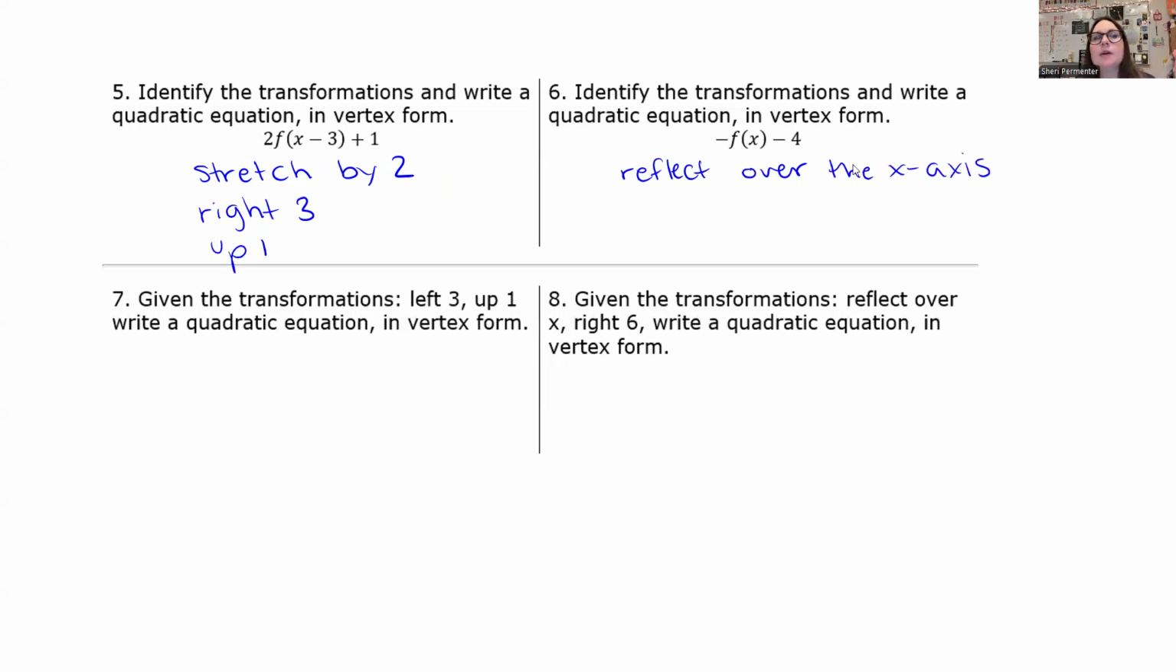And then after the parentheses, there's a -4. So it's just like this +1. What's the -4 going to tell me? Down 4. That's it. So all you're doing is describing those transformations.